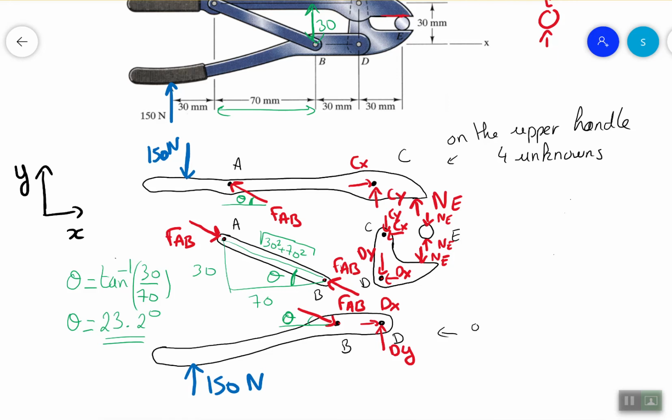If we look at the lower, oops, I'm sorry. I don't know how to change that. And I'm back, sorry.